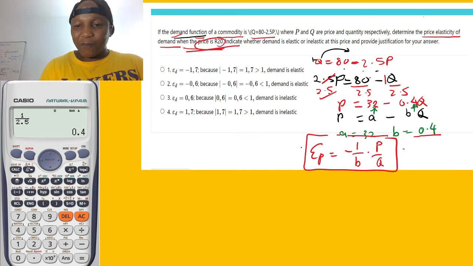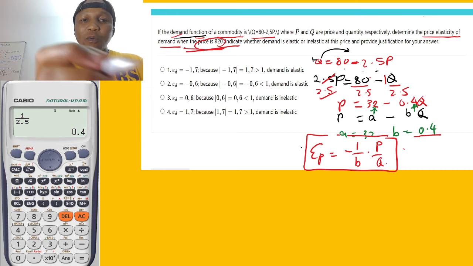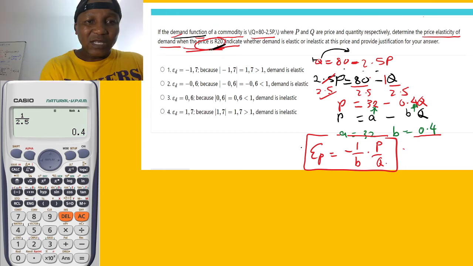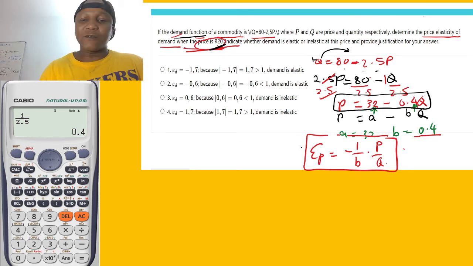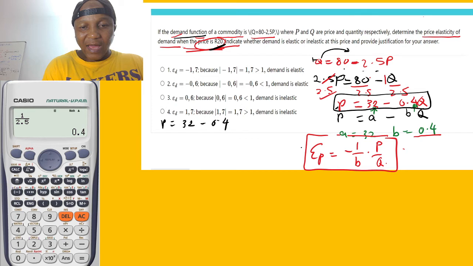But the problem now is we don't have Q. When P equal to 20, what is the value of Q? So what we're going to do is take the value of P which they give you, which is 20, and plug it in to get the value of Q. So P equal to 32 minus 0.4 Q. When P equal to 20, 20 equal to 32 minus 0.4 Q.